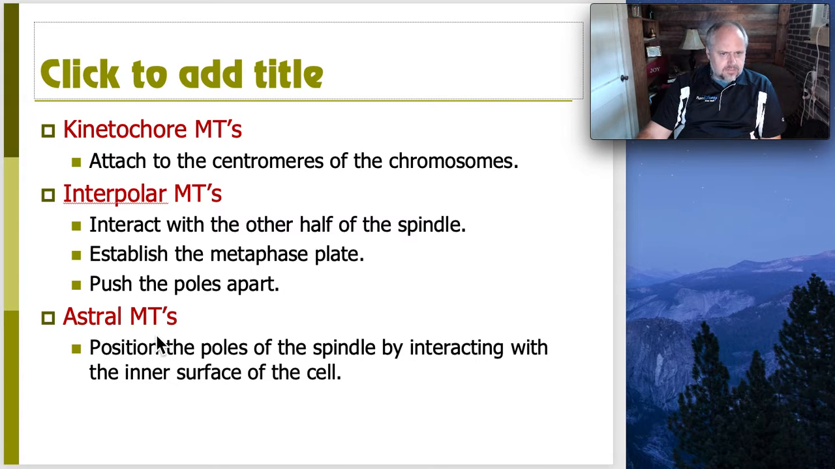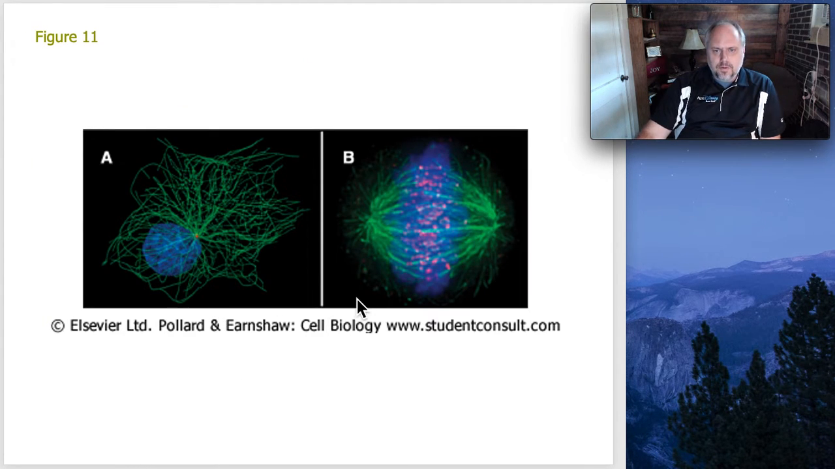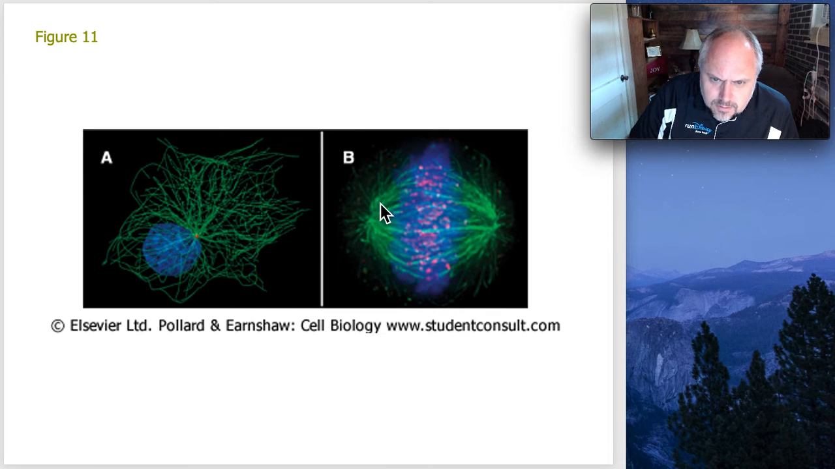A third kind of microtubule, and they're a little bit harder to see in the picture, are what are called the astral microtubules. They are actually on the opposite side of each star shape. So I'm going to go backwards here. So we would have kinetochores in here attaching to the chromosomes. So that would be these guys. These little pink structures are the centromeres. So kinetochore microtubules are attaching inside.